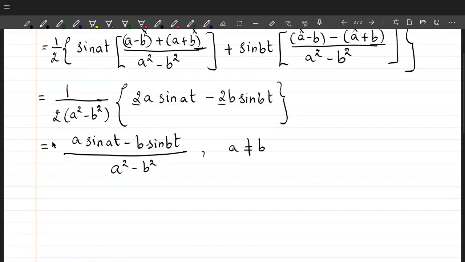So let's take the next question. Fine. In fact, the previous question was from your model question paper, and even this question is from the model paper.